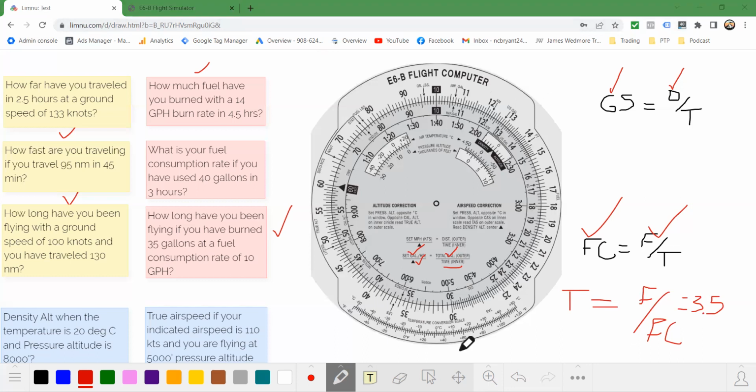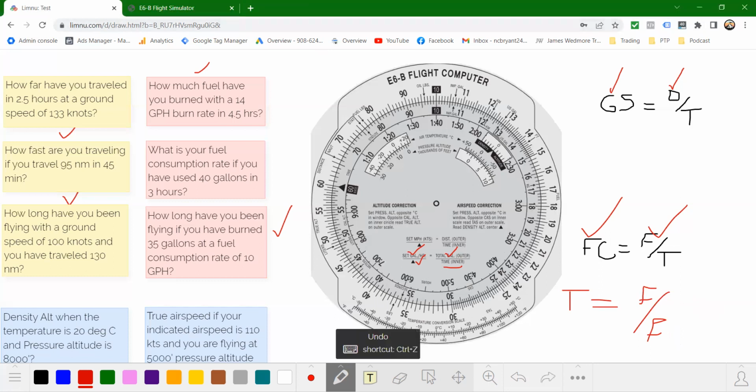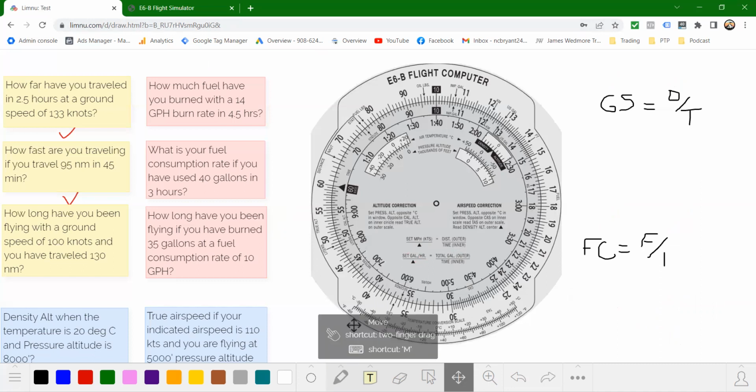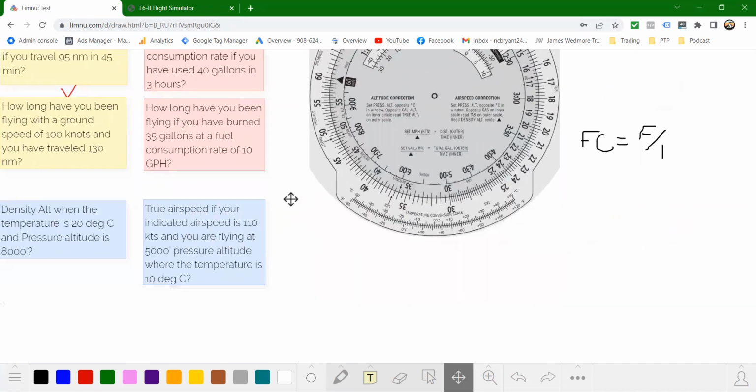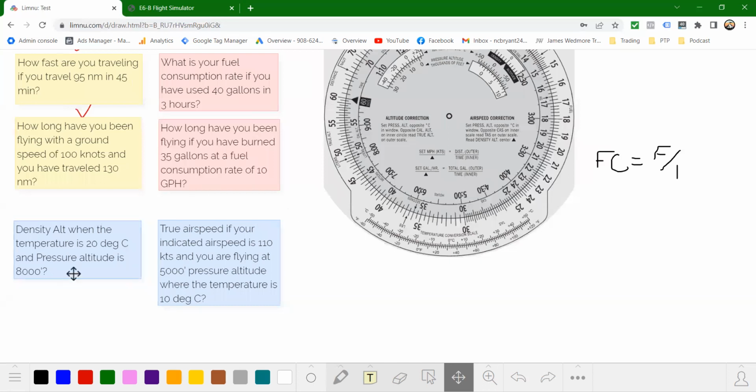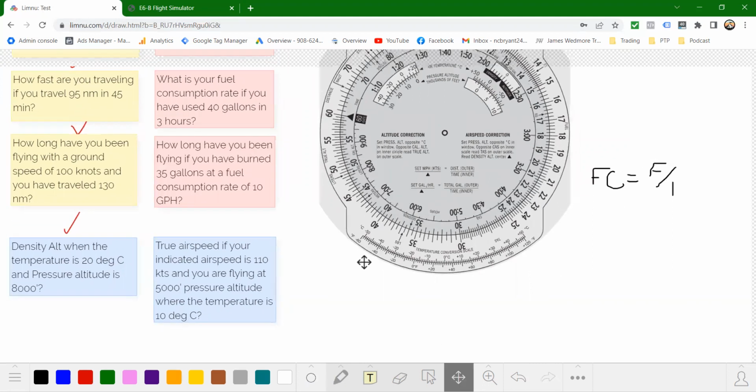Okay. All right. So that's fuel. Fuel consumption. It's just a rate. We did the ground speed. That's just a rate with distance and time. So now there's a couple more things that we can do with this E6B. And these are the ones in the blue. And I mentioned these before. So we have density altitude. So let's start with that.